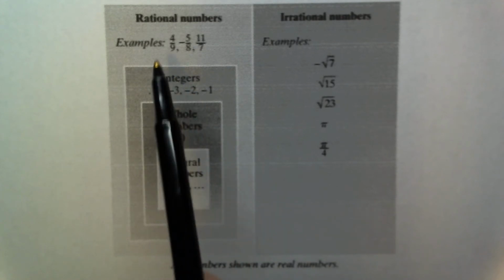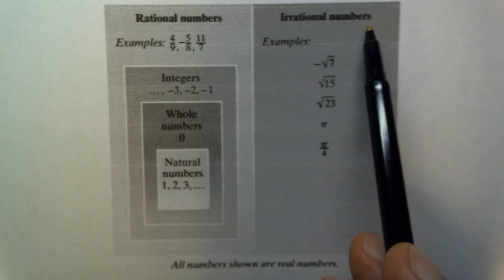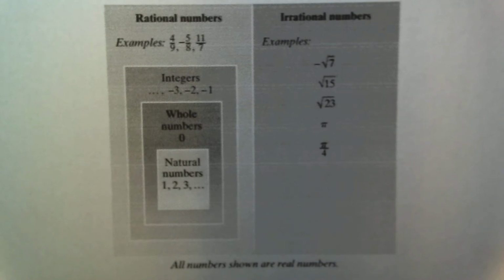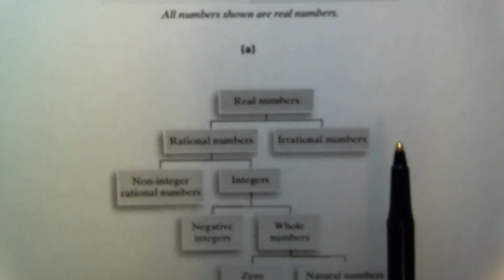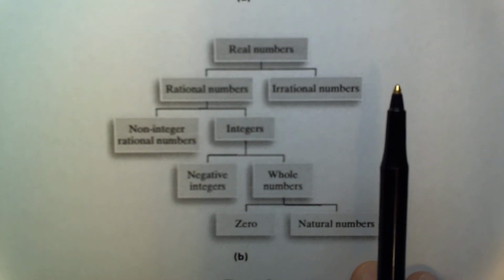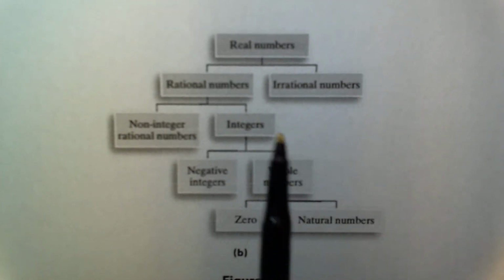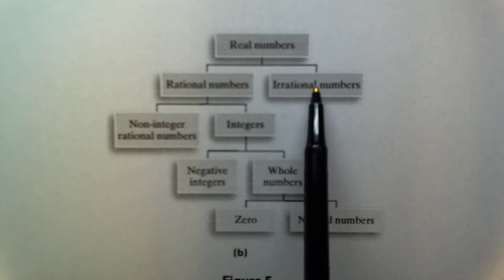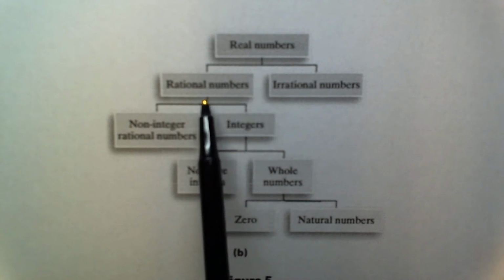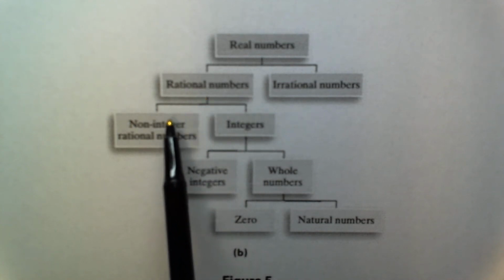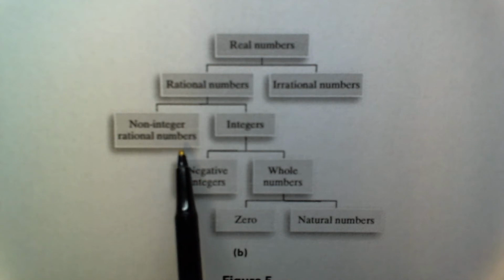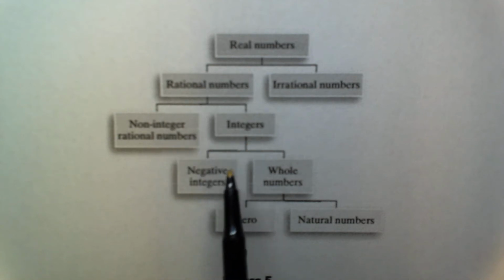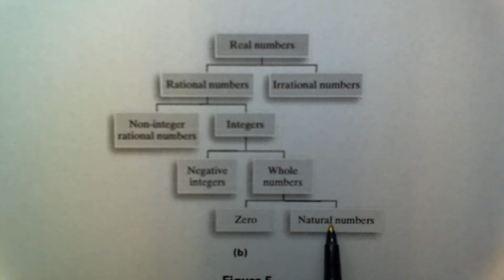So the real numbers consist of the rational numbers and the irrational numbers. So that's one way of representing them graphically. Some people like the tree representation in figure 5b. So here we have the real numbers, and here are the rational numbers and the irrational numbers. And then the rational numbers are subdivided into non-integer rational numbers and integers. And then we have the negative integers and the whole numbers, and then a 0 and the natural numbers.